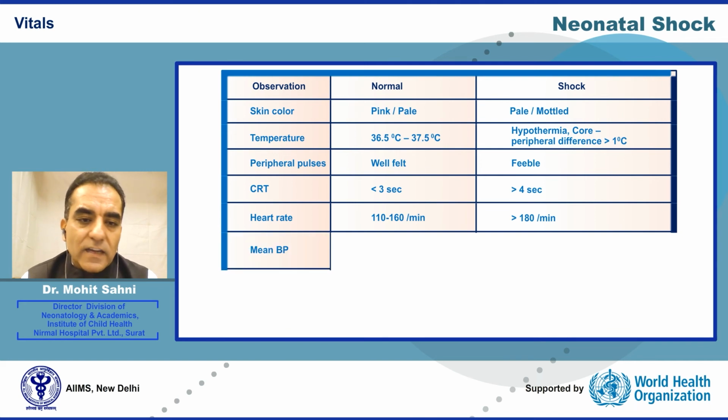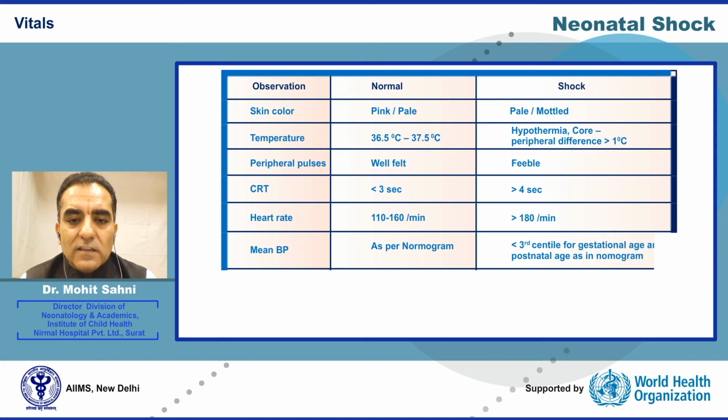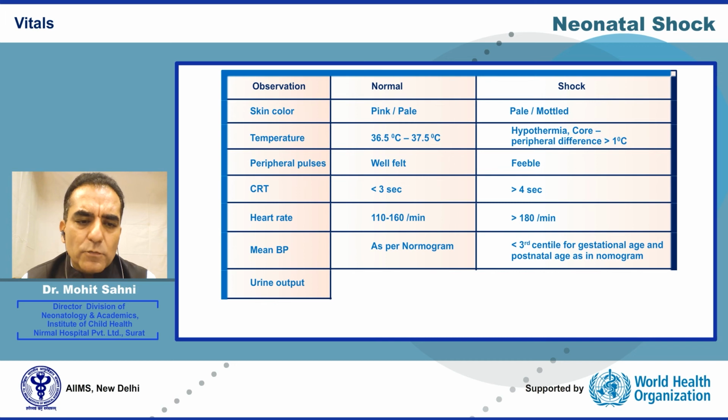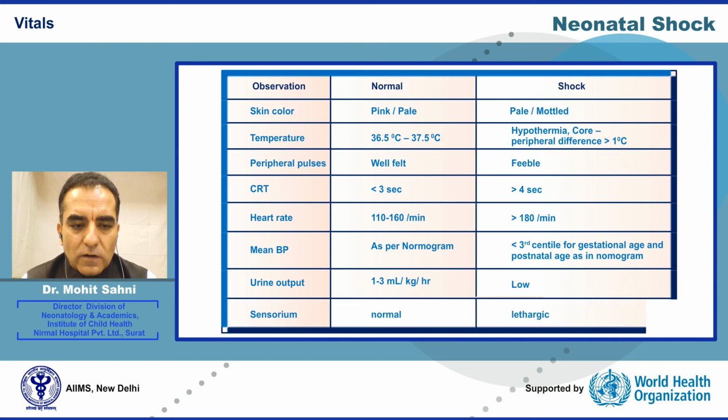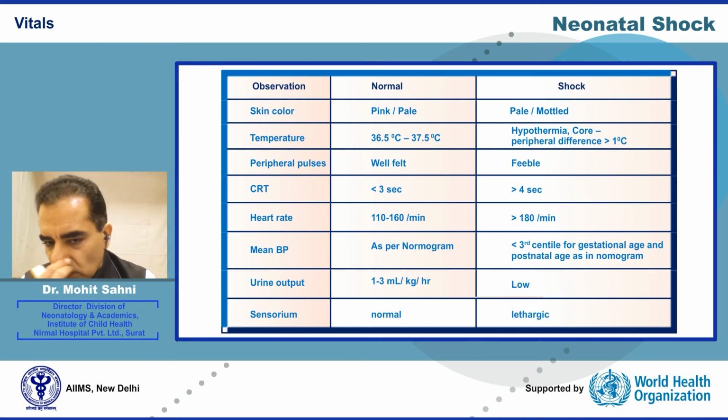The mean blood pressure, as we discussed, whether invasive or non-invasive, has to be seen on the nomograms. If it is less than the third percentile for the gestation and age of the baby in the nomogram, then the baby is most likely in shock. Urine output: normal is 6 to 7 times in 24 hours or 1 to 3 ml per kg per hour, but it will be low in babies presenting in shock. Normal babies have normal cry, activity, sucking, and swallowing, but babies in shock, because of any etiology, will be lethargic.